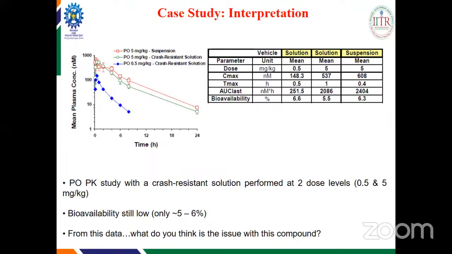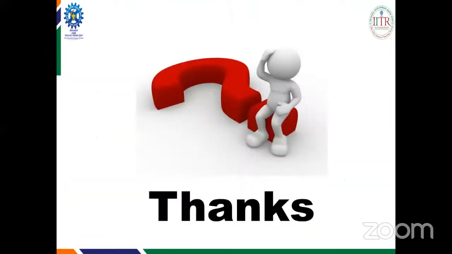So this is how we make decisions in terms of interpreting the kinetics or the toxicokinetics data, or making decisions by using different in vitro experiments and different in vivo experiments. So that's it from my side. I would be happy to take any questions further.